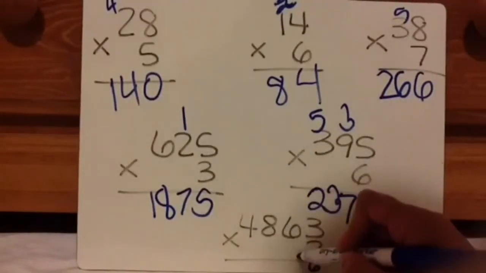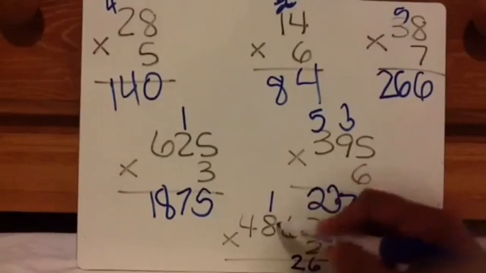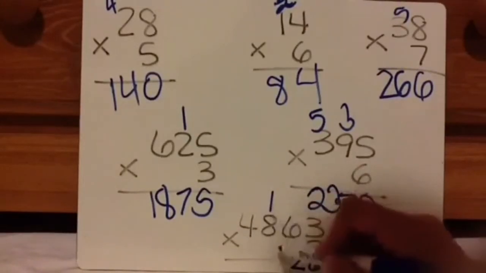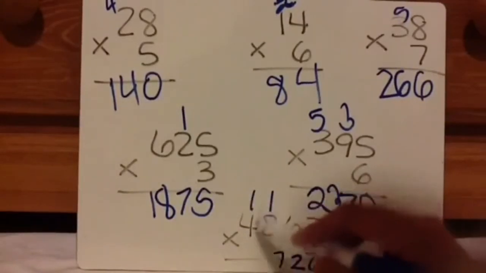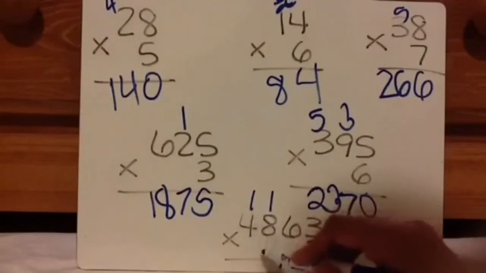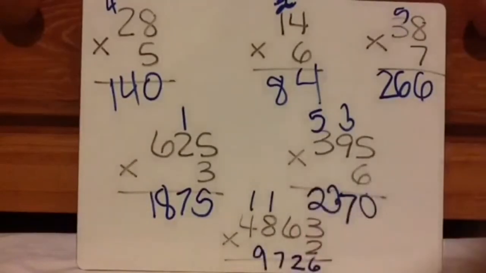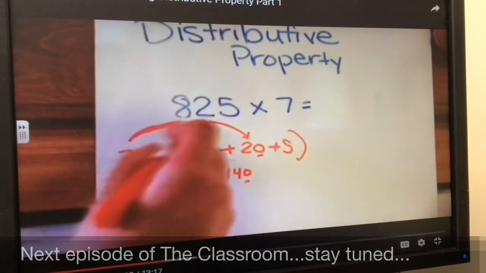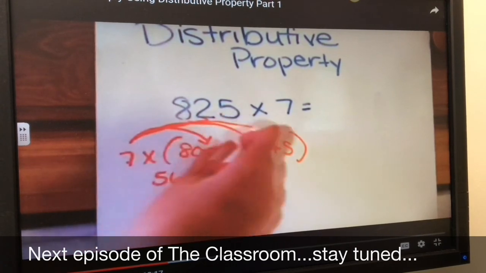2 times 6 is 12. 8 times 2 is 16, plus 1 is 17. 2 times 4 is 8, plus 1 is 9. So 9,726. In my next video clip, I'm just going to show you quick methods on how to check for reasonability. Next week on The Classroom, stay tuned.